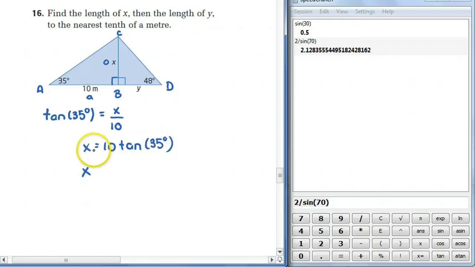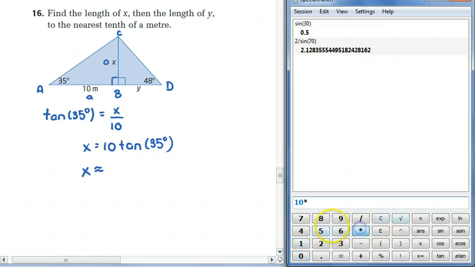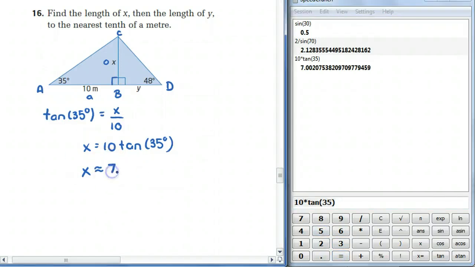So x is approximately equal to 10 times tan of 35, which is approximately equal to 7.0. Okay, so now that I know that, I will use my value of x to solve for y. Now, if I talk in terms of 48, we know x is the opposite and y is the adjacent. So therefore, we can say tan of 48 degrees is equal to the opposite, which is x, over y.